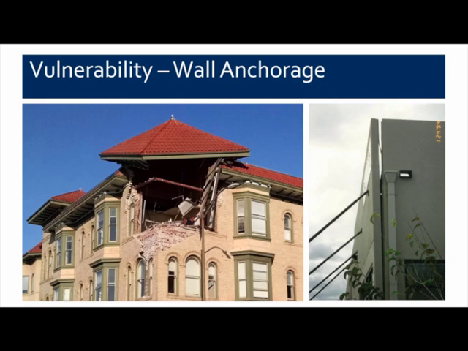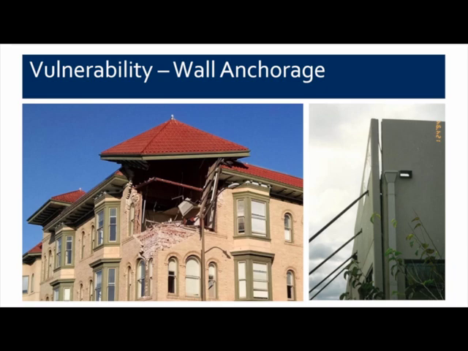And another vulnerability that is, again, applicable to multiple building types is wall anchorage. If you don't have adequate anchorage of the wall onto the structure, you can lose portions or all of the wall, and you can then lose the roof or floor that that wall is supporting. On the left-hand side, you see an unreinforced masonry building that has lost the wall and has an in-progress collapse of the roof structure above.